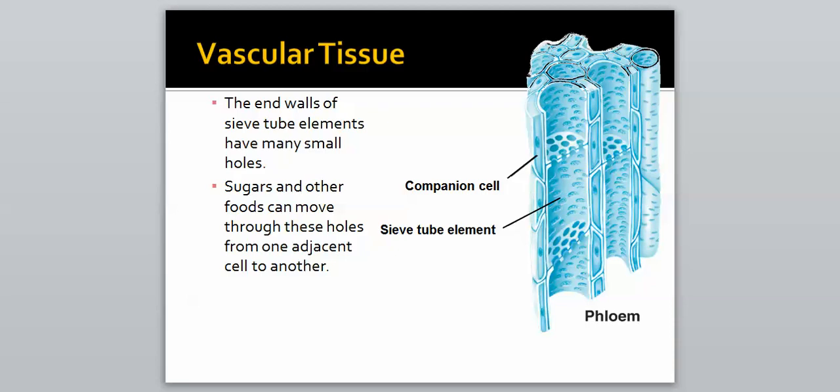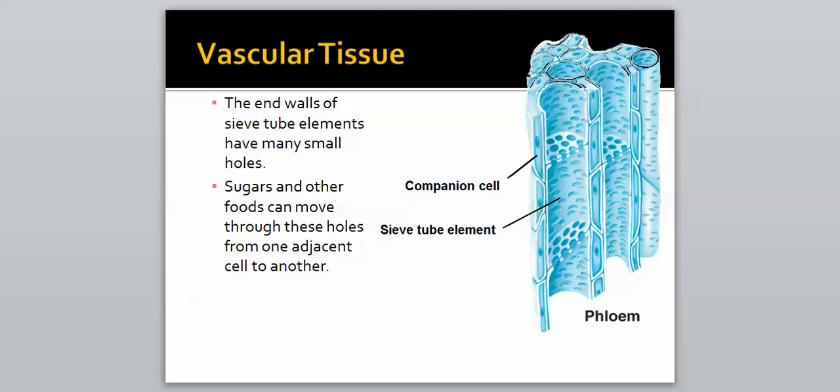And the end walls of sieve tube elements have many small holes, since sugars and other foods can move through these holes from one adjacent cell to another. So adjacent just means next to one another, and so they have all these little holes so sugars and other foods can pass through easily. Because again, it's not going to be as simple to move these, because they're kind of bigger than what water would be, so they have to be able to pass through things.